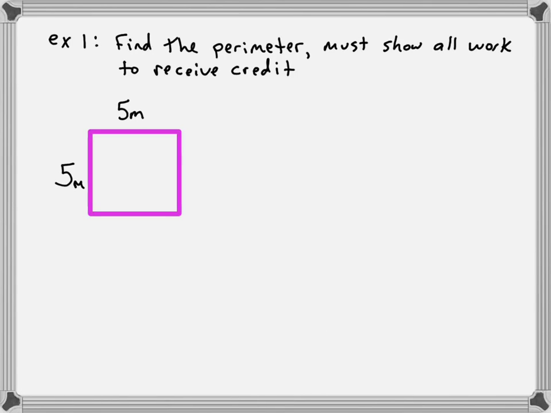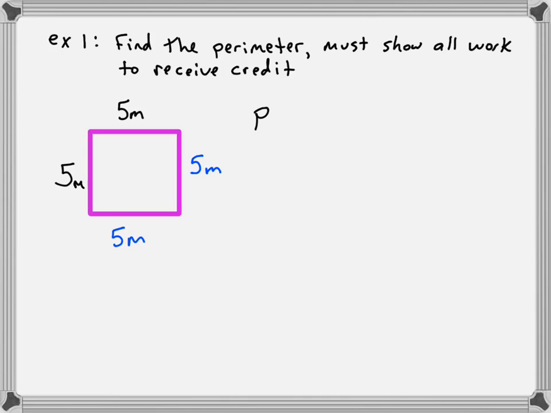Here we are asked to find the perimeter, and we are also asked to show all work to receive credit. So we have a square that is 5 meters by 5 meters. If that left side is 5 meters, my right side is also 5 meters. If that top side is 5 meters, the bottom side is also 5 meters. So we now have the length of all four sides, and we're able to find the perimeter.